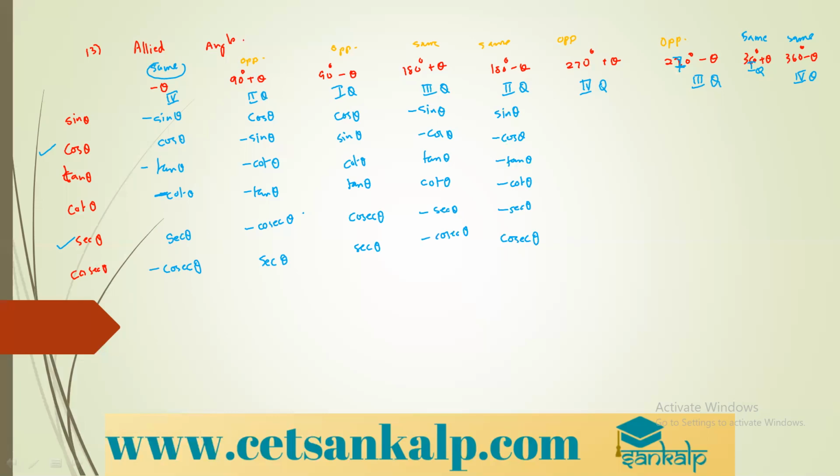Then in fourth quadrant, opposite, and only cos and secant are positive. Opposite, cos opposite is sine, positive. Secant opposite is cosecant and positive. Whereas in fourth quadrant, remaining all are negative and opposites. So negative cos theta, negative cot theta, negative tan theta, negative secant theta.